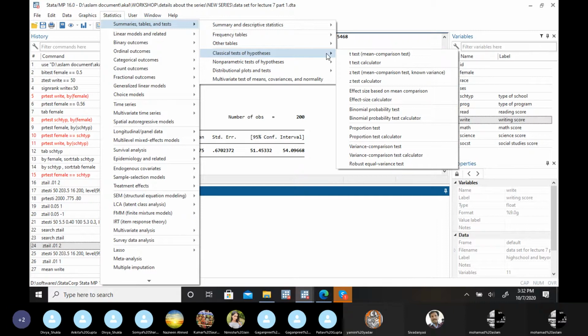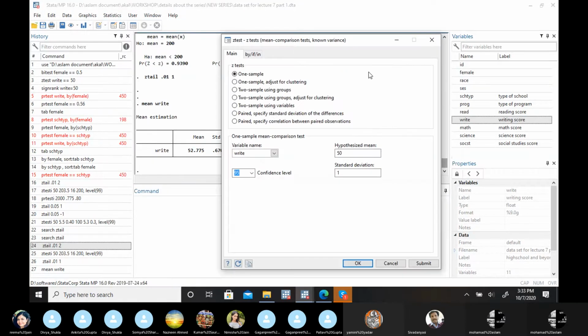So now you have to click on Z test, the mean comparison test. These options might be different in Stata 12 or 11, but I think in 14, 15 and 16 these options are the same. So click on Z test. This is a case of one sample test. By default it might be on one sample, so keep it one sample. The variable is right, this particular variable.